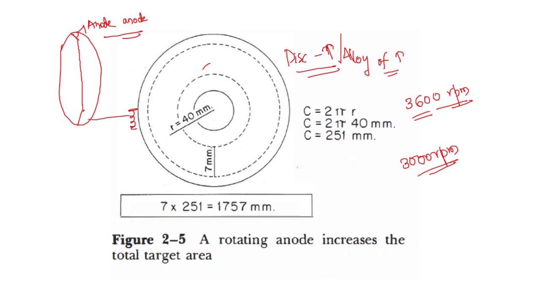X-rays which are produced will strike the anode at a particular point only, whereas the anode will be rotating. As a result, the electrons will not strike the target at the same spot every time. They strike the target at different spots, at different places. This allows faster dissipation of heat, and this will help in saving the anode from more heat.